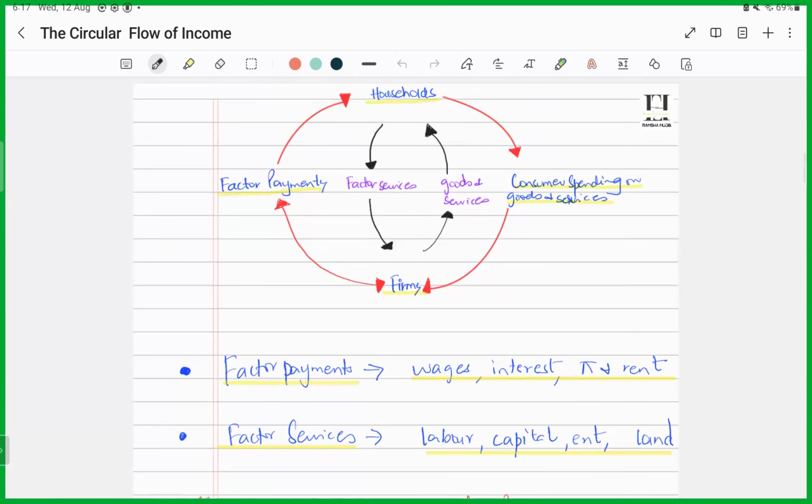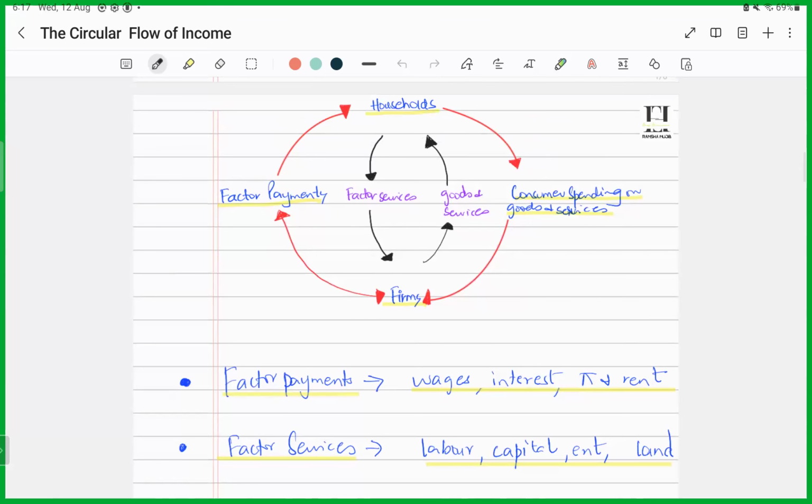Notice the inside circle. What is happening? Firms produce goods and services, which households buy. Households give their factor services. How? Households work in these factories, or they are entrepreneurs, right? So when they give their factor services to firms, what do firms in turn do? Firms produce those goods and services. And then eventually what happens to those goods and services? These goods and services are then bought by households. So this flow keeps on moving.